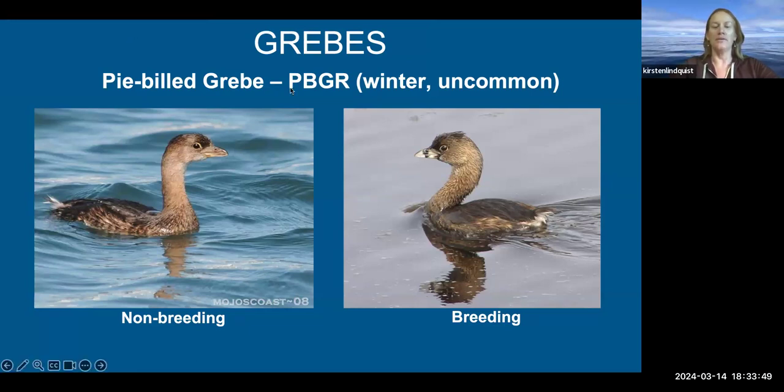So pie-billed grebe, their code is a little bit different because we have the pie and then the billed. Our code starts off with PBGR, using the first two letters of the second word of the name, grebe.